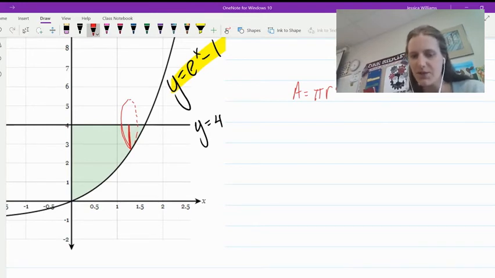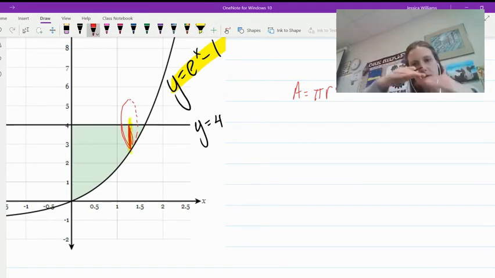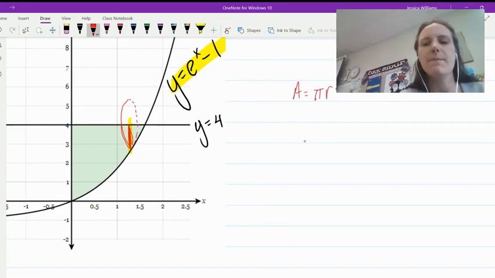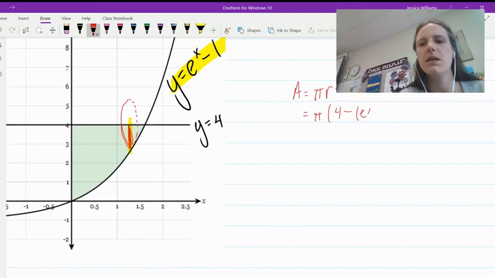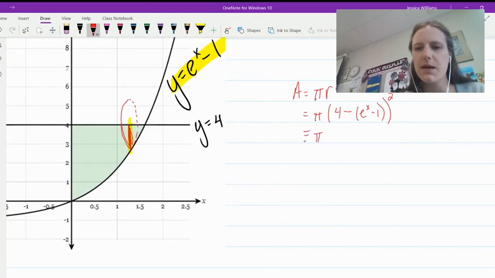But this time your radius, you've got to be careful. Your radius is this red sliver that you've just cut. So this vertical length here. The way you calculate a vertical distance is top minus bottom. This time top is 4. Bottom is the curve e to the x minus 1. So that whole thing is your radius, and that gets squared. Of course, we're going to clean it up. There's a pi. 4 minus negative 1 is 4 plus 1, which is 5, minus e to the x, all squared. And that's the area of one.